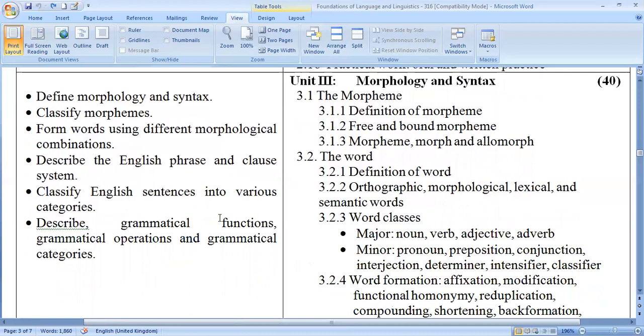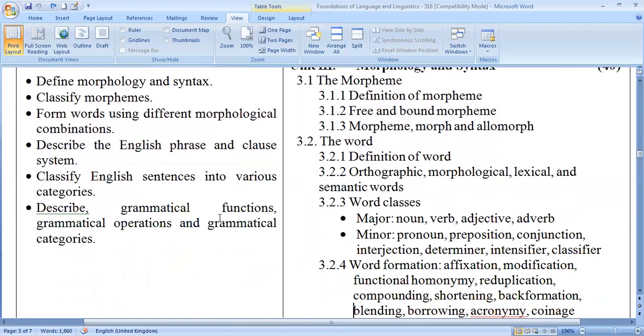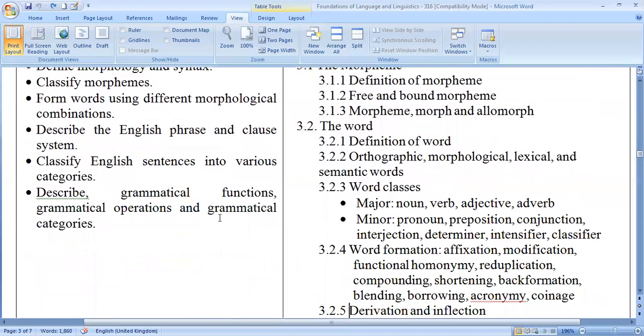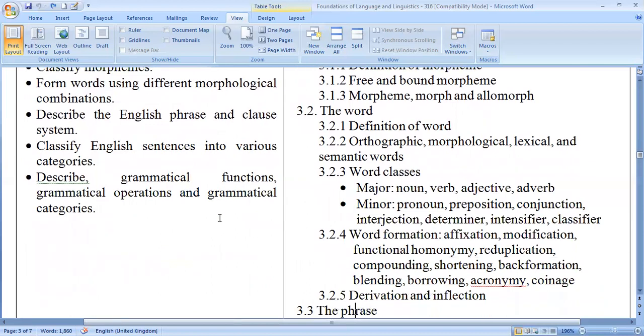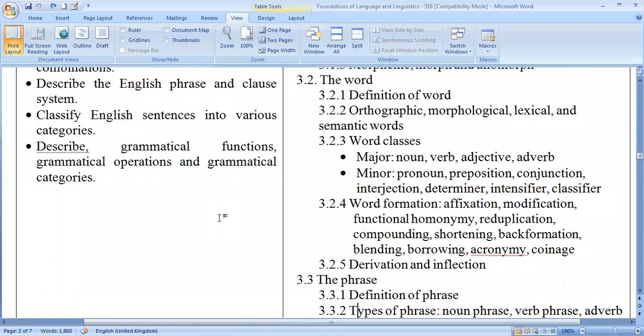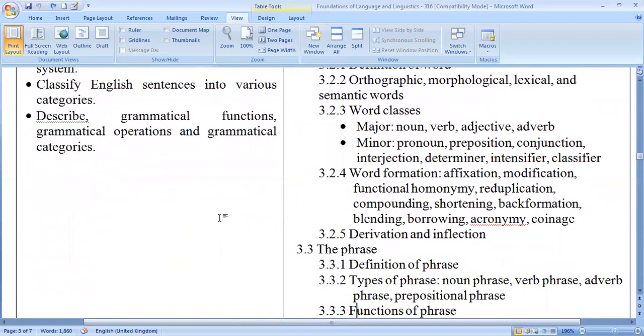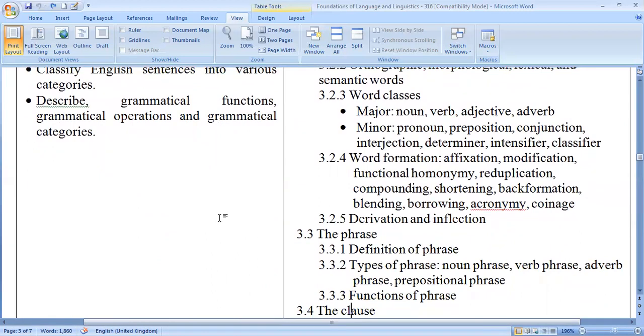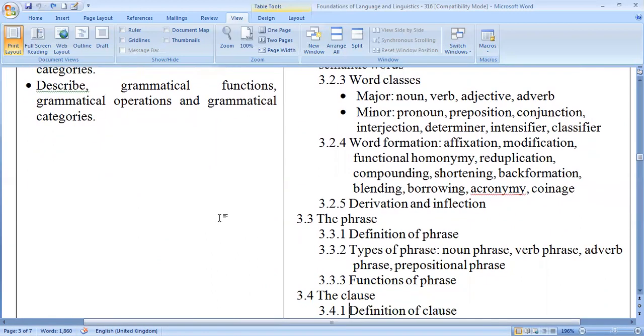And then word formation: affixation, modification, functional shift, homonymy, reduplication, compounding, shortening, back formation, blending, clipping, acronymy, coinage. These are the terms in word formation there. Then derivation and inflection. And the next topic is phrase. That is the definition of phrases there, types of phrase: noun phrase, verb phrase, adverb phrase, prepositional phrases. Students have to learn this. And then function of phrase.